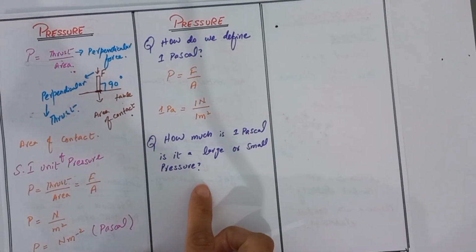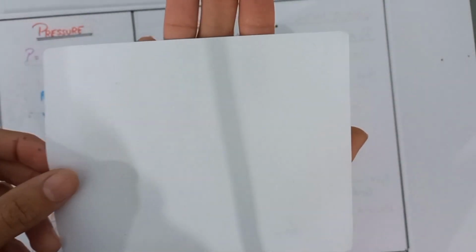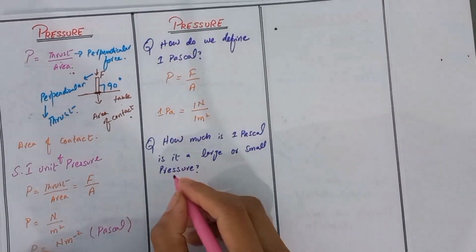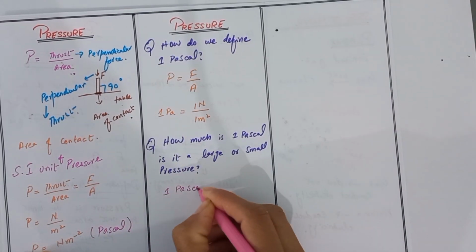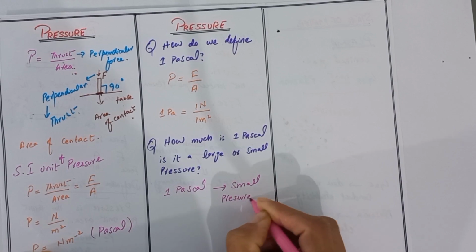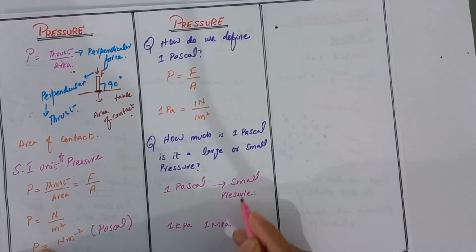Let's understand this question by example. If you take one small page and put it on your hand, you feel the pressure on your palm. The pressure you feel on your palm is 1 Pascal. That is a very small pressure. So we write, 1 Pascal is a very small pressure. That's why in physics we use pressure in kilopascals and megapascals, because 1 Pascal is a very small pressure.